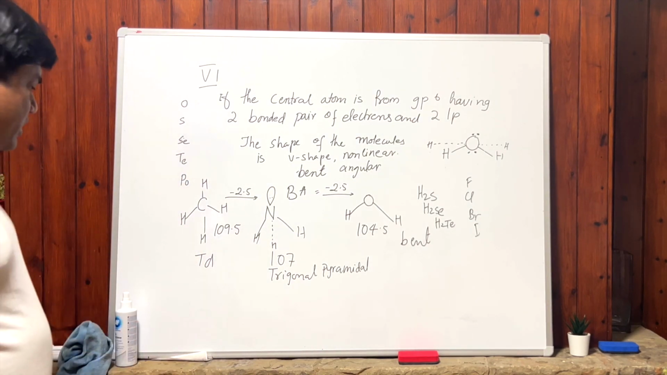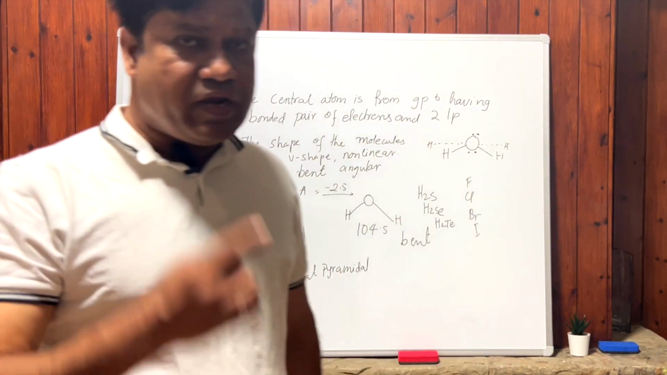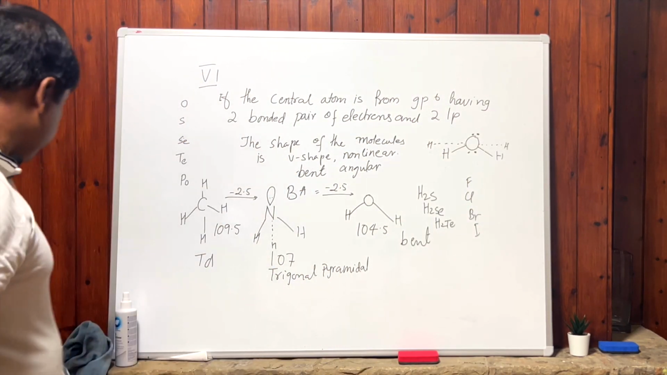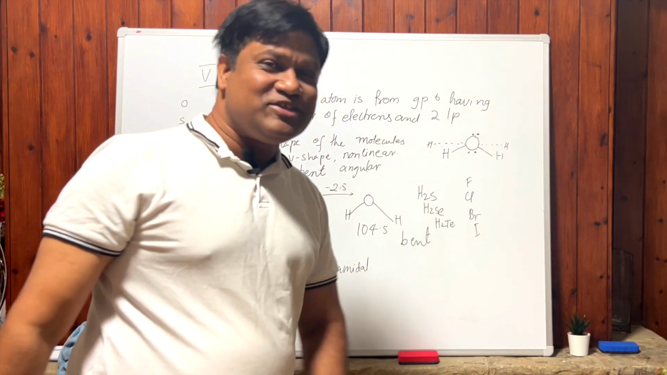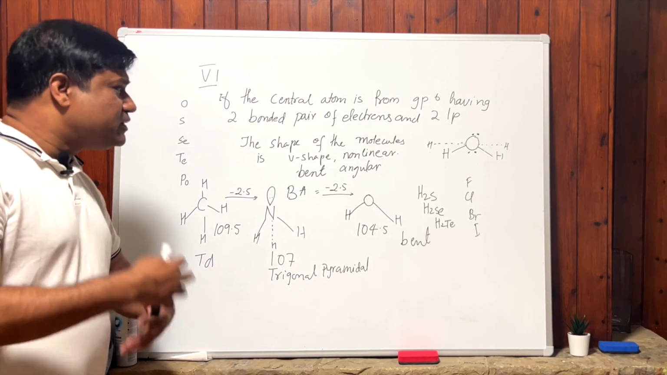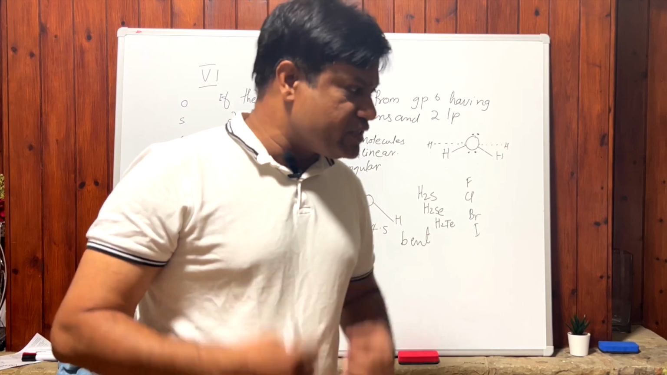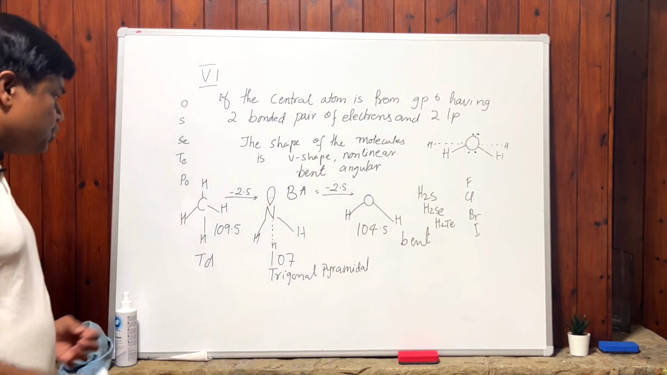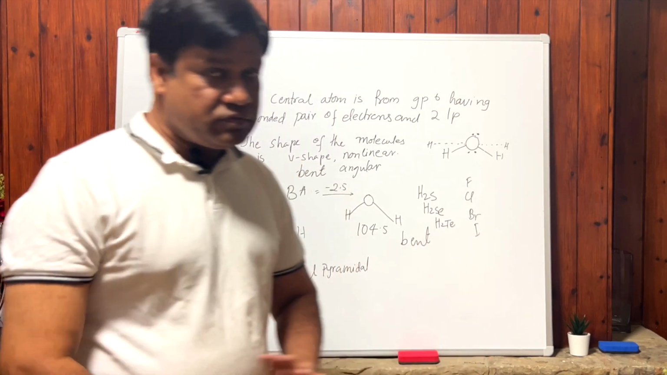Now, after that, I want to slightly move back to group 3 elements. Let's see what will be the shape and bond angle if the central atom is from group 3. Keep on telling you guys, this type of explanation you can't find in any textbook. I make the shape of the molecule very easy so that everyone can understand and learn how to do it. We can't memorize the chemistry, guys.